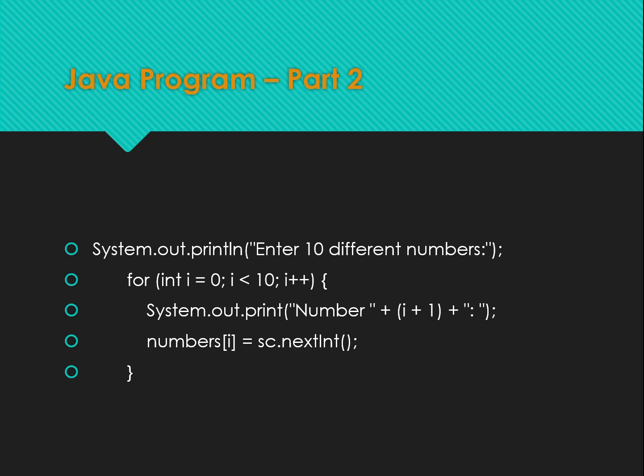We prompt the user to enter 10 different numbers. Using a for loop, we store each number entered by the user into the array. The index i goes from 0 to 9 to fill all 10 positions.